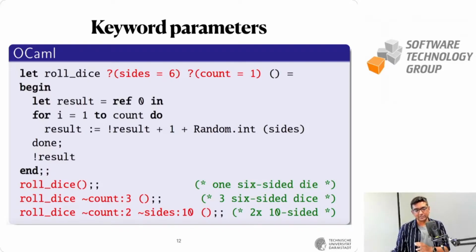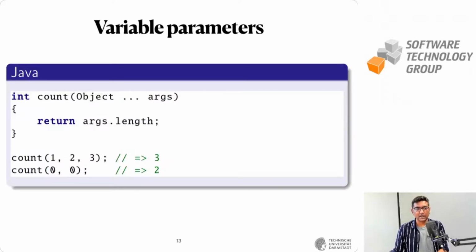Now let's look at the third and not final. There are other kinds of parameters too, but the final kind of parameters that we'll see in today's session are variable parameters. Most modern languages support variable parameters. Essentially, variable parameters are parameters where the length is undefined. Here is an example from Java, where you have a function int count, which takes in any number of args of type object, and it returns the number of parameters.